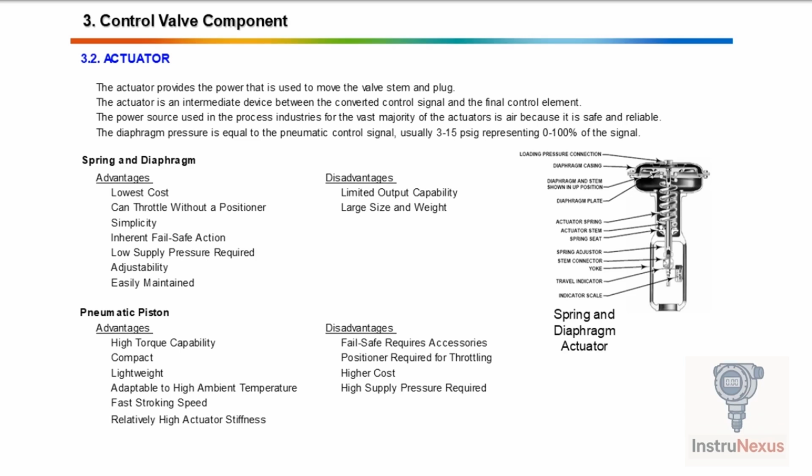In most industrial applications, the power source used for actuators is compressed air. Why? Because air is not only reliable, but it's also inherently safe to use in hazardous environments, which is a big advantage in industries like oil and gas. Now, in pneumatic actuators, the diaphragm pressure corresponds directly to the pneumatic control signal, typically ranging from 3 to 15 psig. This range represents 0 to 100% of the control signal, allowing for precise modulation of the valve.